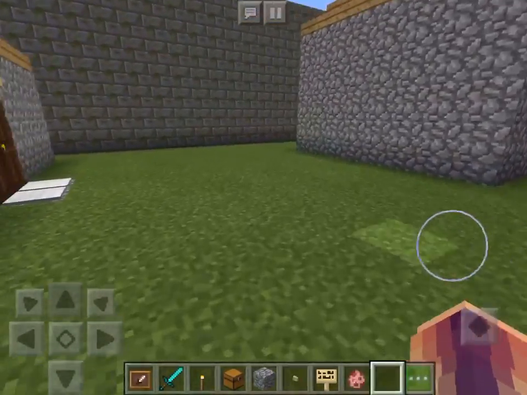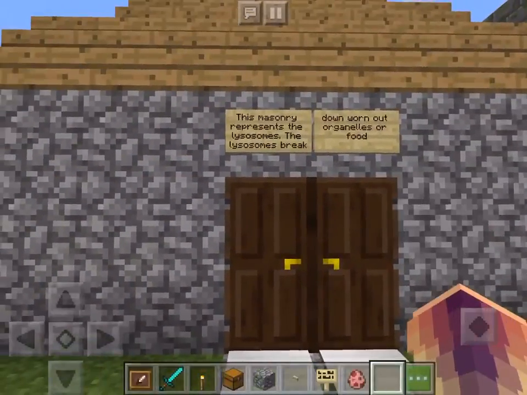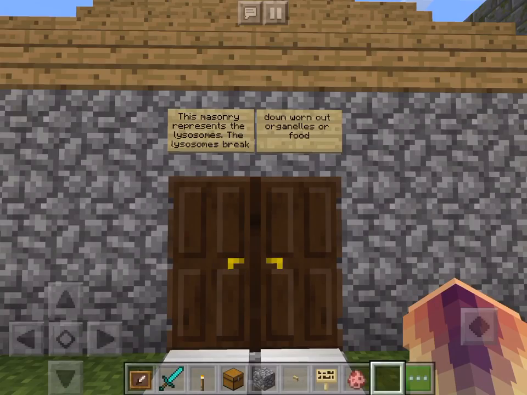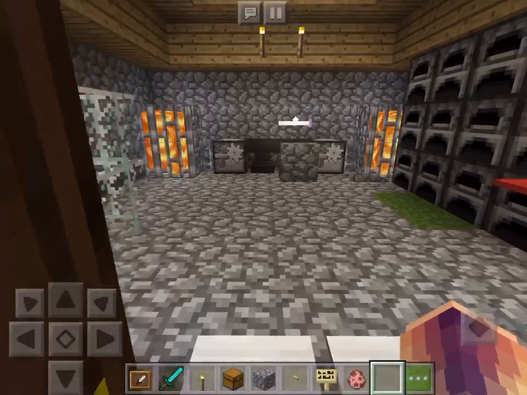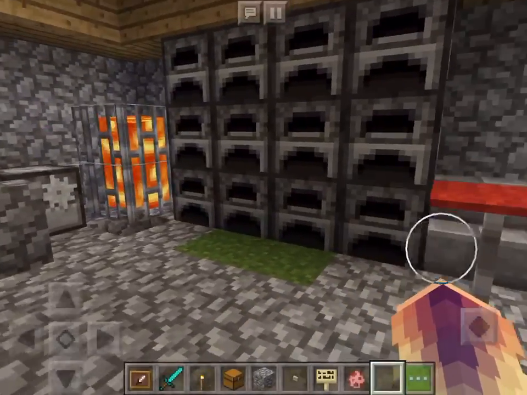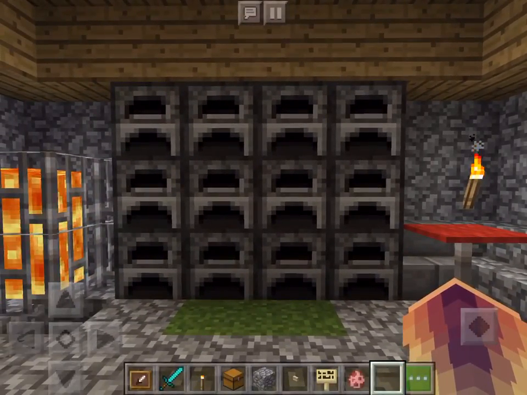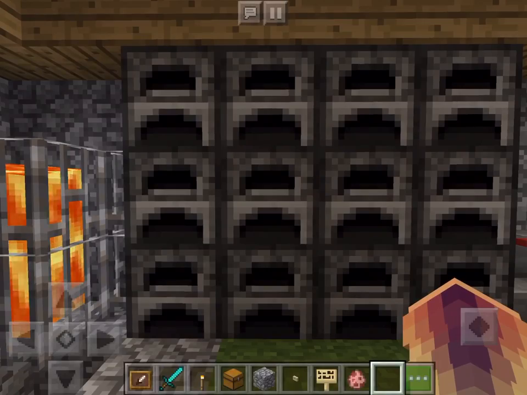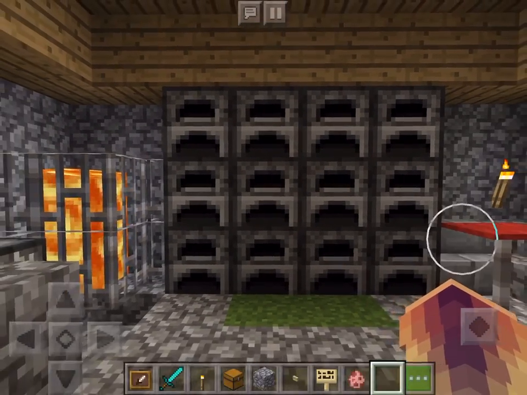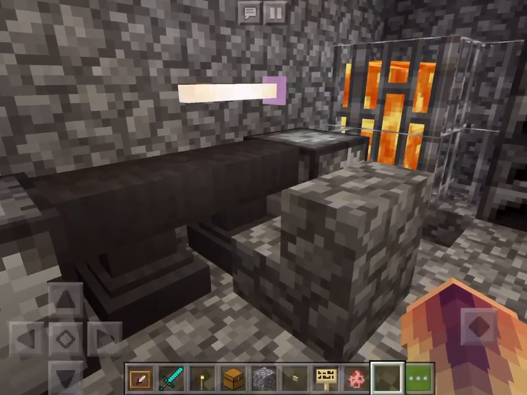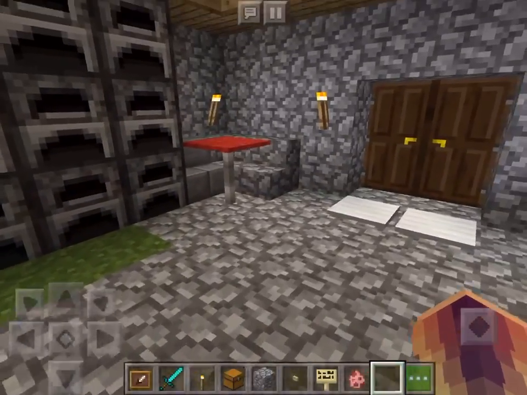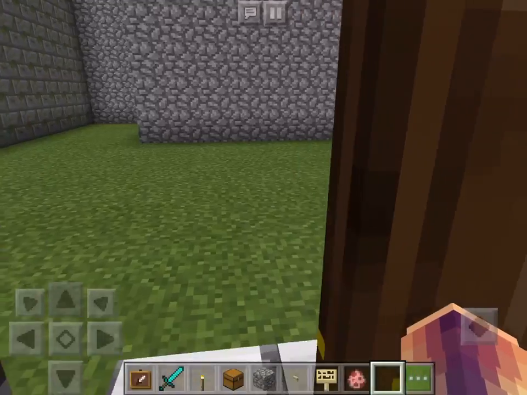Over here I have a masonry. The masonry represents the lysosomes. The lysosomes break down worn out organelles or food. So I have my mason. These furnaces represent, you put in food and it breaks down the food. And over here he has some anvils and some stone cutters as a little workbench. Another little bench to work at.